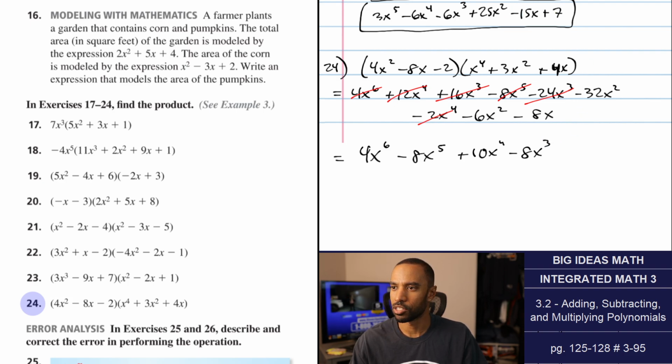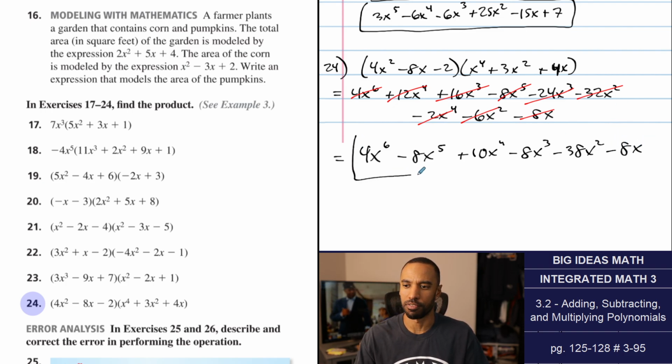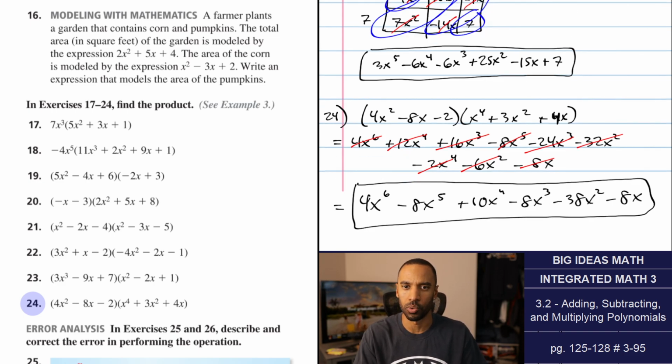Negative 32x squared minus 6x squared is negative 38x squared, and minus 8x. So I just showed a lot of different versions of things you can do. Hopefully you found your calling, or you already knew what to do, and hopefully I didn't make any mistakes and all that kind of stuff.